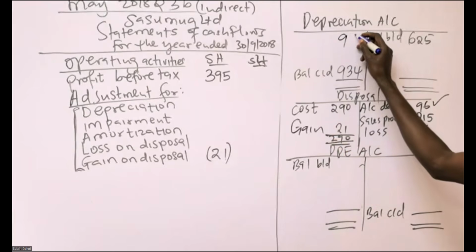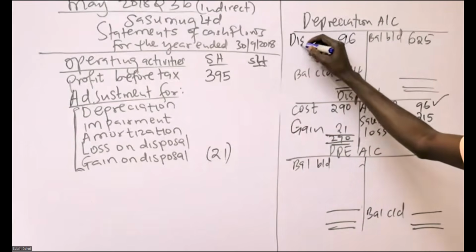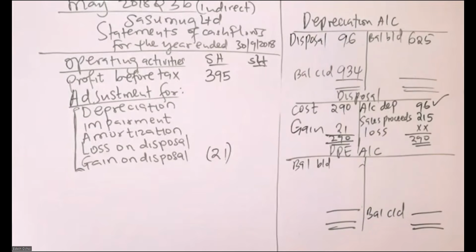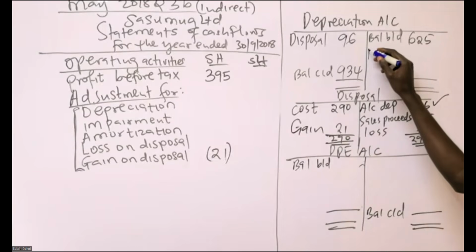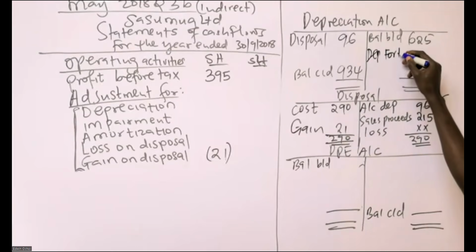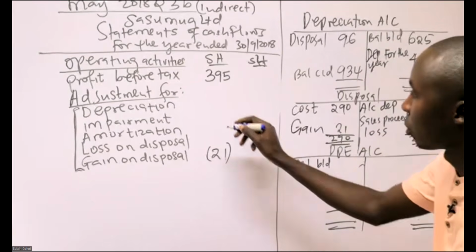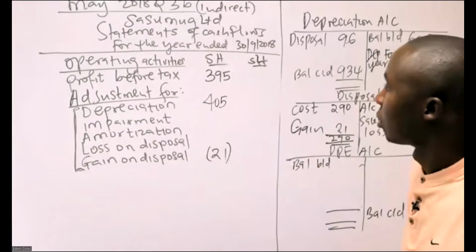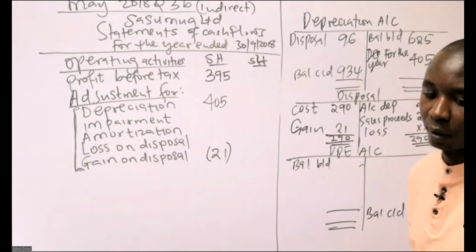So this is 96. I will mention here disposal account. So the balancing figure for this account is the figure I was just asking about. 405. Which side? The credit side. So that is depreciation for the year, 405. That is what I was looking for here. So that one you add.